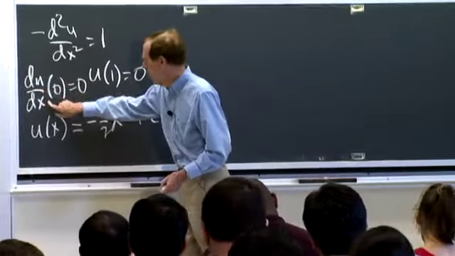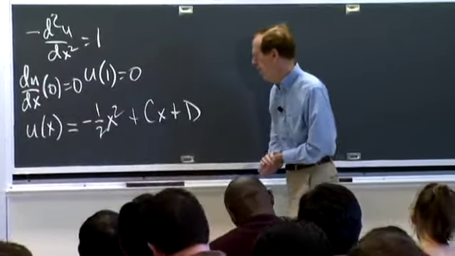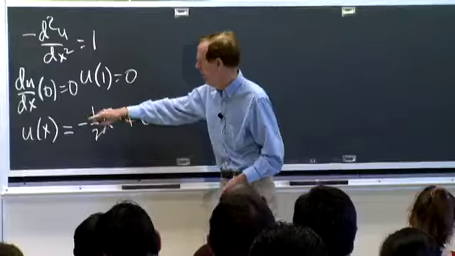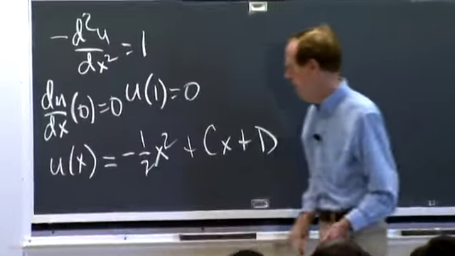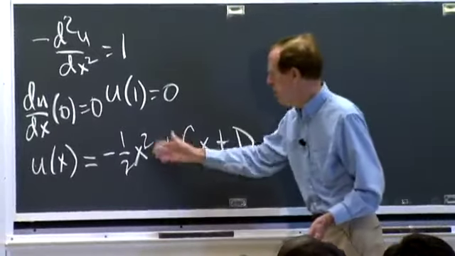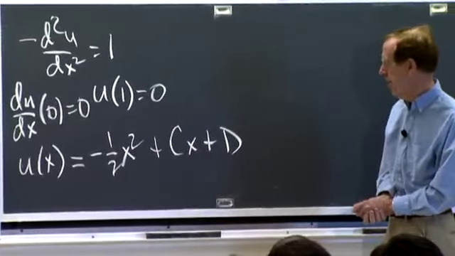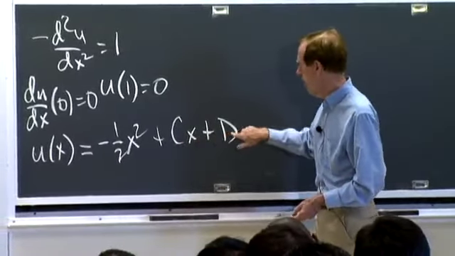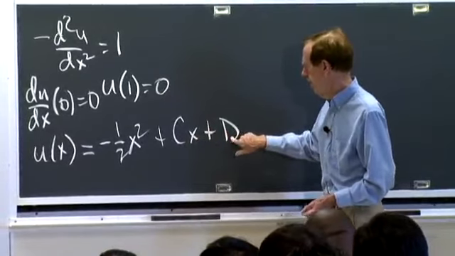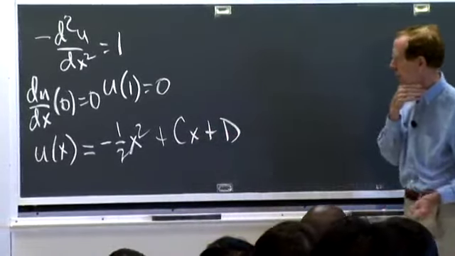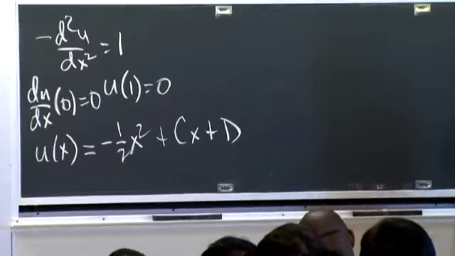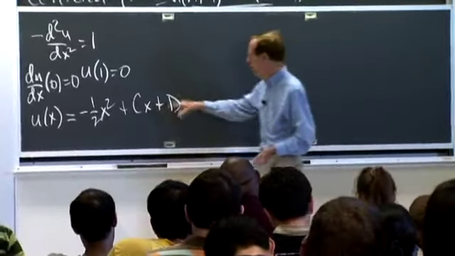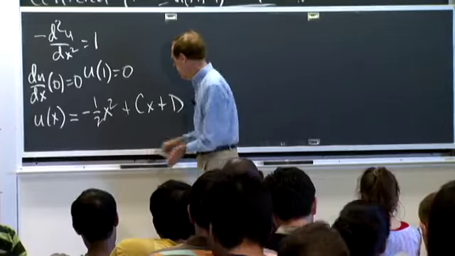Okay, the slope is 0 at 0. What does that tell me? I have to plug that in. Here's my solution. I have to take its derivative and set x to 0. Its derivative is minus x, which is 0 at x equals 0. The derivative of that is c, and the derivative of that is 0. What am I learning from the free boundary condition? C is 0, because the slope here is c, and it's supposed to be 0. So c is 0.